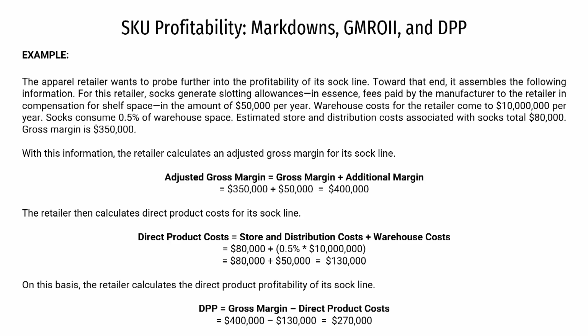$130,000. So, ultimately I can calculate the DPP, direct product profitability, that is adjusted gross margin minus direct product cost. 400,000 minus 130,000, that is 270,000. Fine. So, this is how I can calculate the profitability from a product line.